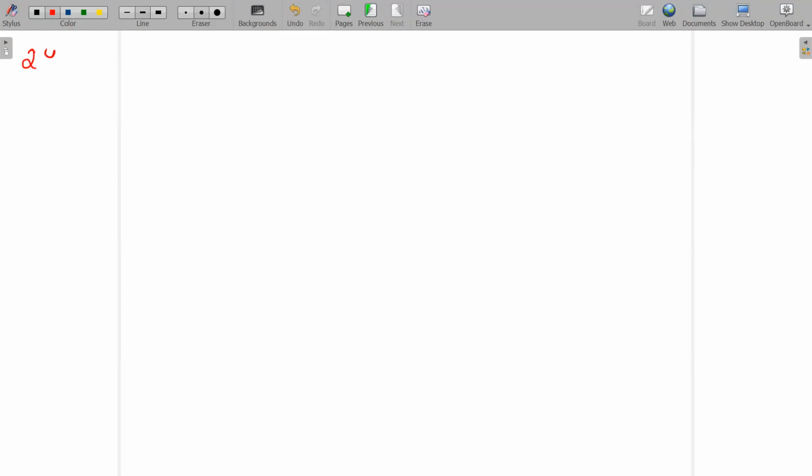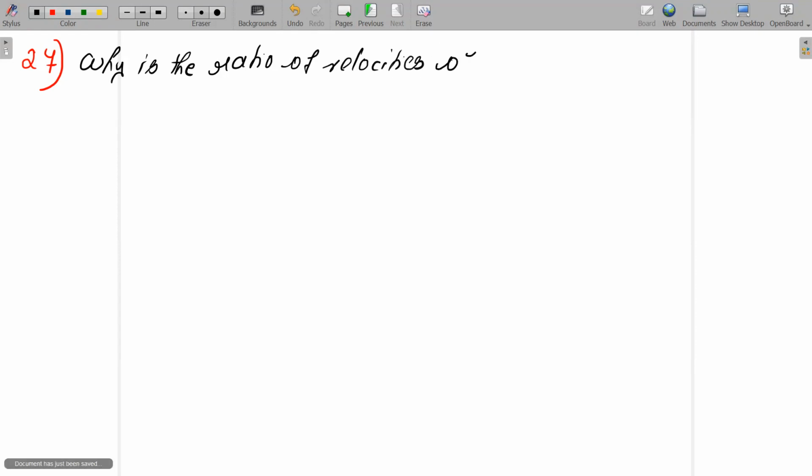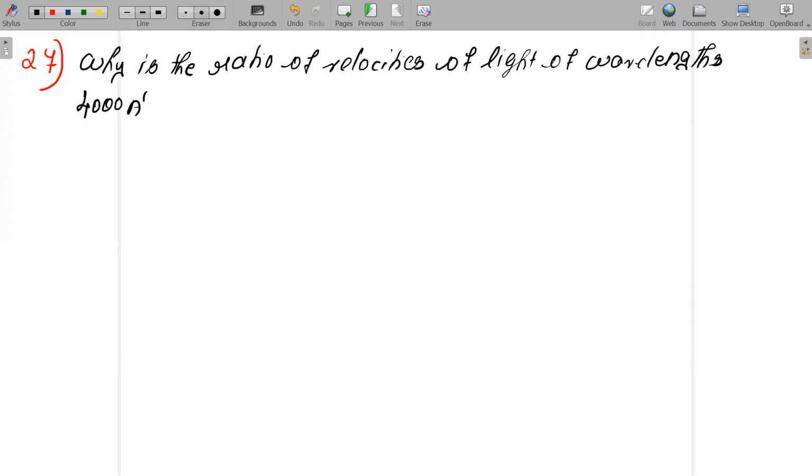Question number 27. What is the ratio of velocities of light of wavelength 4000 angstrom and 8000 angstrom in vacuum? 1:1.